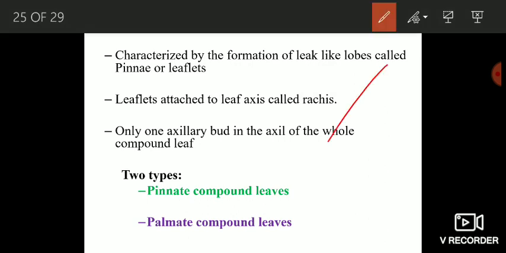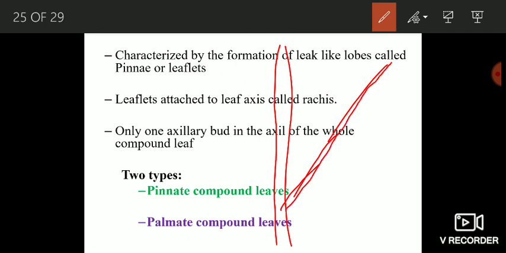Let us make it here. This is the main stem and it gives rise to elongated axes which is known as rachis, and this rachis bears leaf-like lobes which are known as leaflets or pinnules. And one more important feature is, in case of compound leaves you have a single axillary bud in the axil of the whole compound leaf.